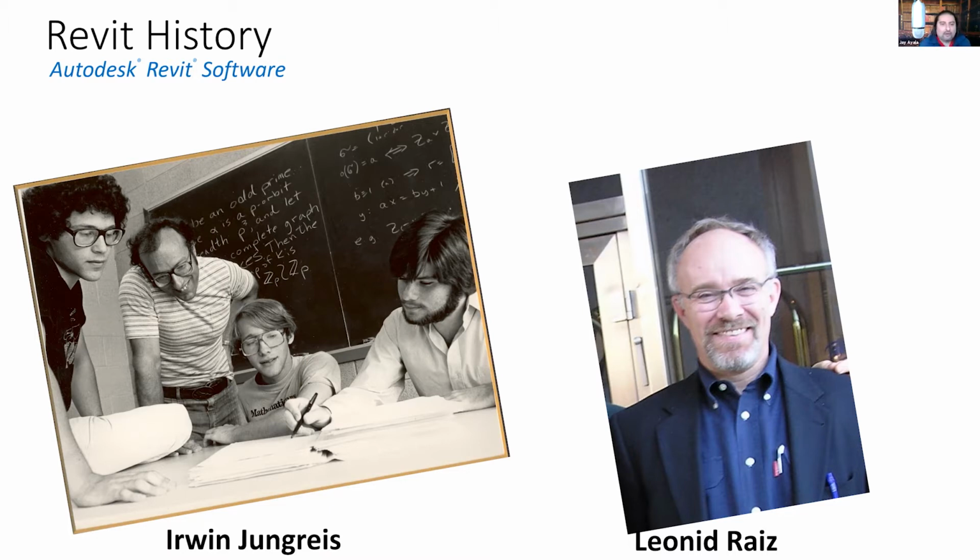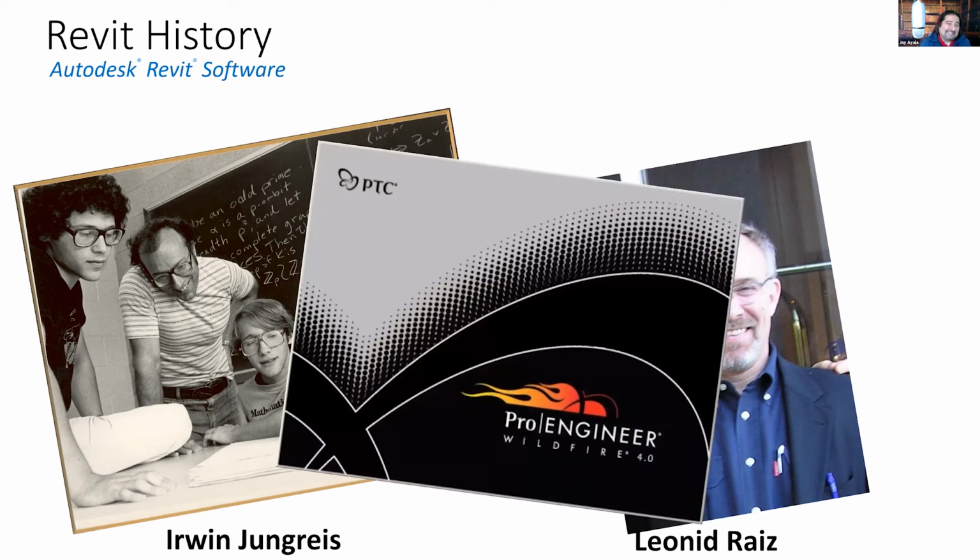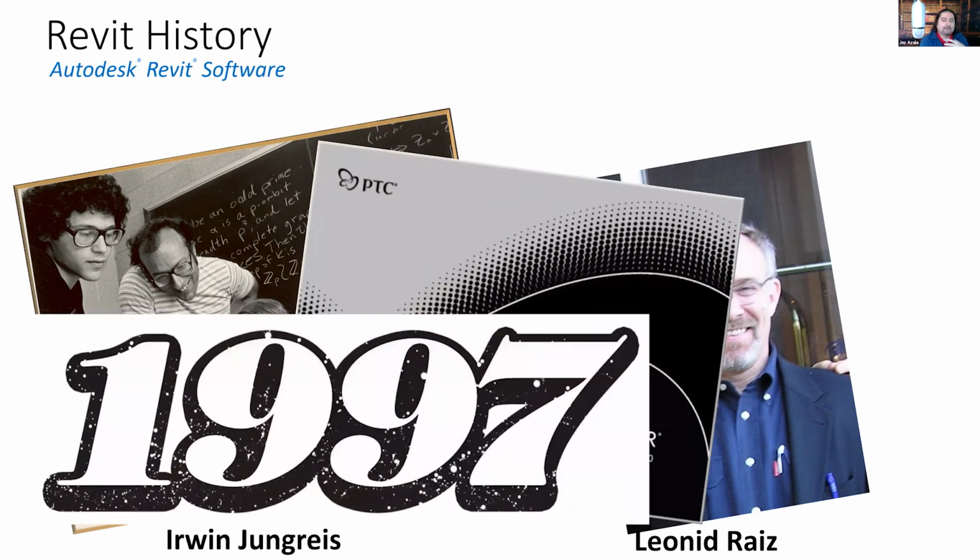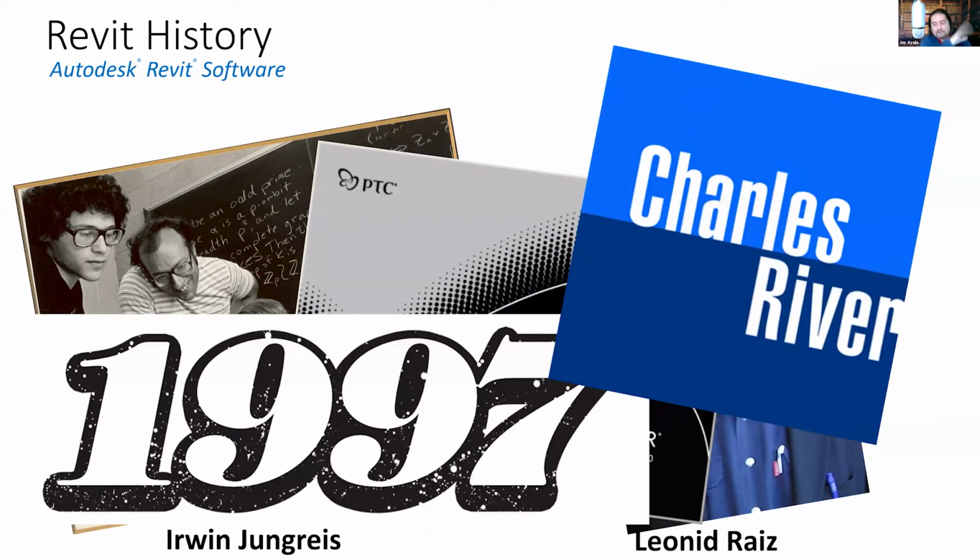He has a conversation with Erwin one day, tells him, hey, we should do this. And Erwin's like, yeah, we should, right? And in 1997, they made a bold decision. They lined up all their ducks in a row and they left PTC together. They found some venture capitalists to fund their project and they went to make Revit on their own. They founded their own little company called Charles River Software. This is the wrong logo, guys, but it's the closest I could get. And they started working on developing the software.